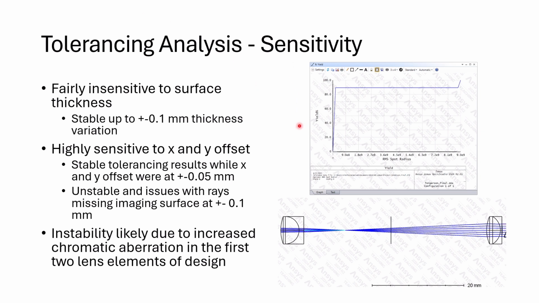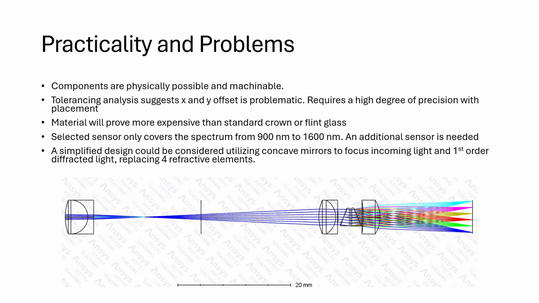This can also be seen in the tolerance analysis, where the RMS spot radius increases extremely, and this is due to the rays missing the final imaging surface. So in terms of practicality and problems, all of the components are physically possible and machinable. And tolerance analysis suggests that the X and Y offset is problematic, so this requires a fairly high degree of precision with the placement. One issue in terms of practicality is just how expensive the system will be.